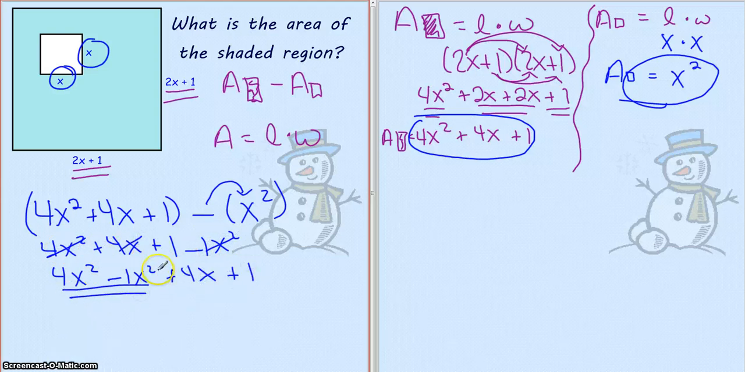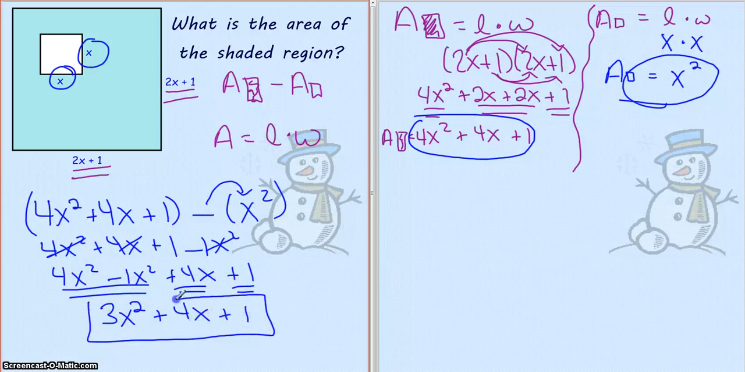Alright, you only have one set of like terms here. So 4 minus 1 is 3. Carry down your x squared. No like terms here, so that'll stay 4x. And 1 just stays 1.